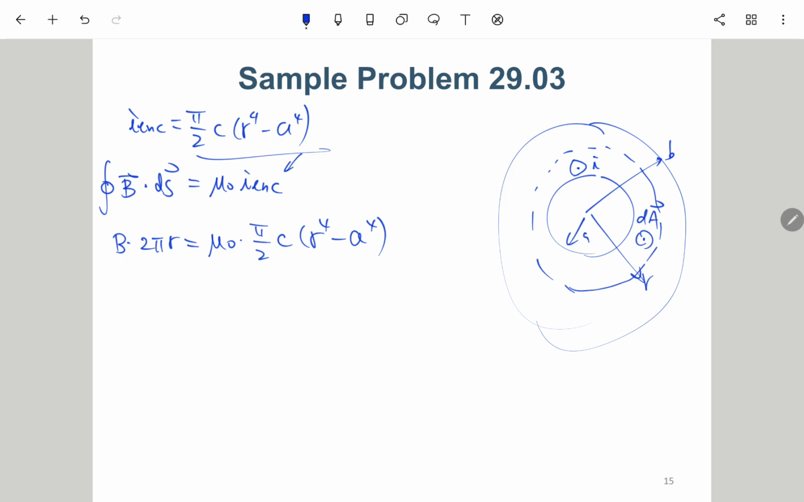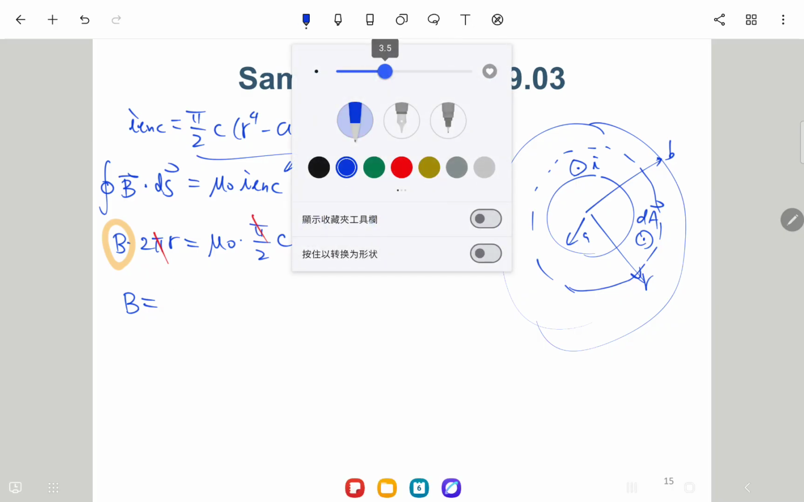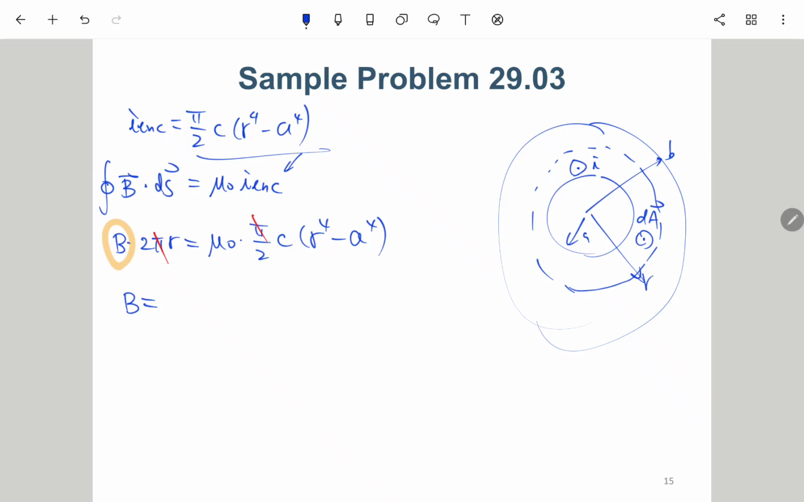Very easy. What we need to find is this B. So we move 2 pi r to the right side. We can cancel this pi with this pi, and these two go down there to be a 4. So here we have mu naught c over 4. Then finally we also have this r and also this term, r to the 4th power minus a to the 4th power.